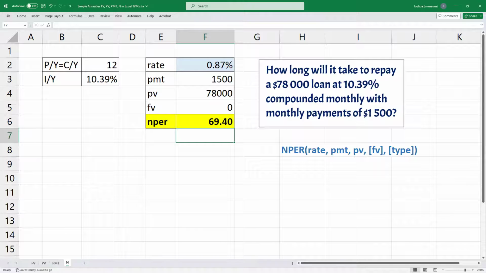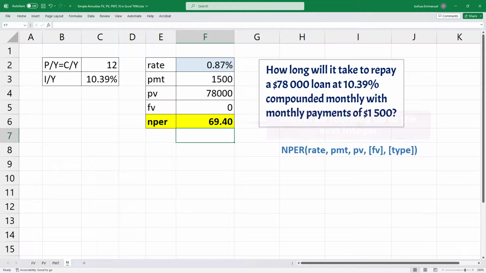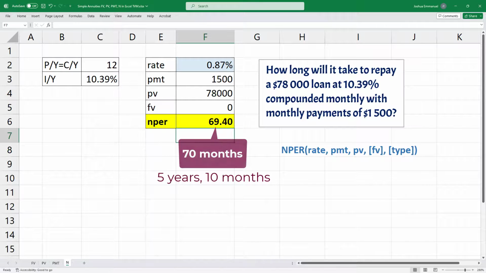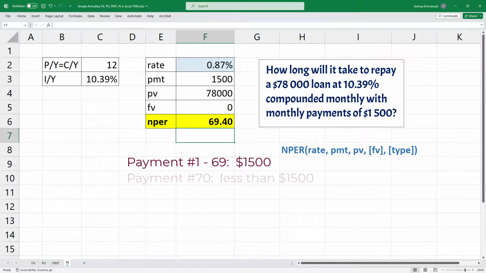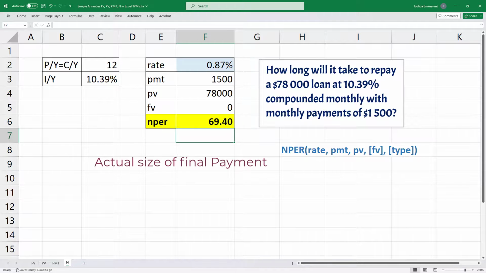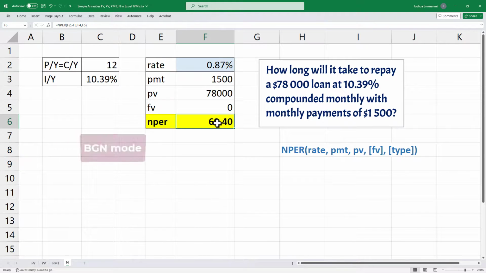This 69.4 payments indicates that there will be 70 payments in total. Since the payments are made monthly, it will take 70 months or 5 years and 10 months to fully repay the loan. The first 69 payments will be the full $1,500, while the 70th payment will be a partial payment, less than $1,500. Note that the last payment is not going to be exactly 0.4 times $1,500, but it will be close. To determine the actual size of the final payment, you can compute the future value of the 69 payments as shown here.